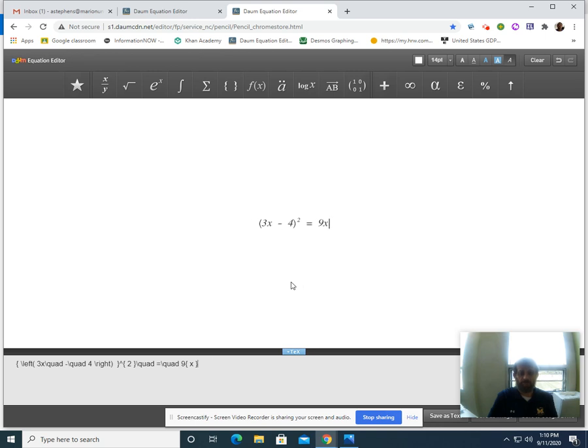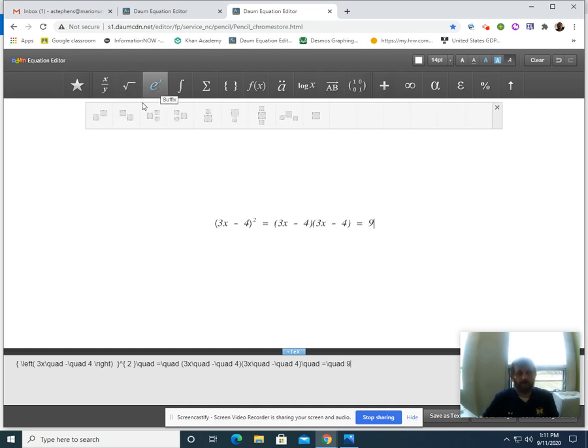This is called the freshman dream, because you cannot distribute a squared over a subtraction, over a binomial or a trinomial or whatever. You can't distribute a squared like it's a 2 out in front. That's bad. And the reason being is because what this actually equals is 3x minus 4 times 3x minus 4.